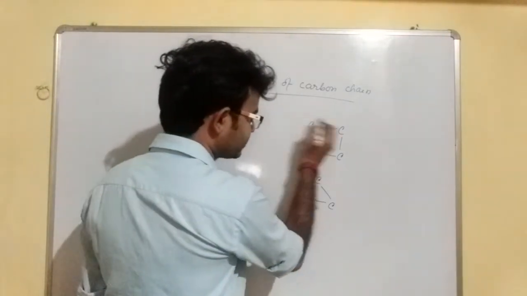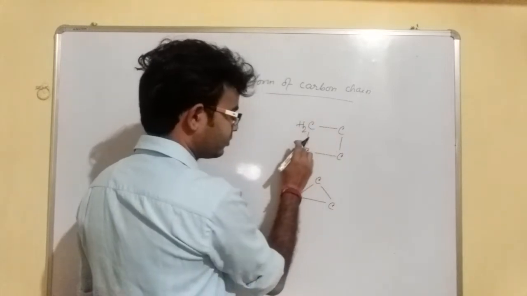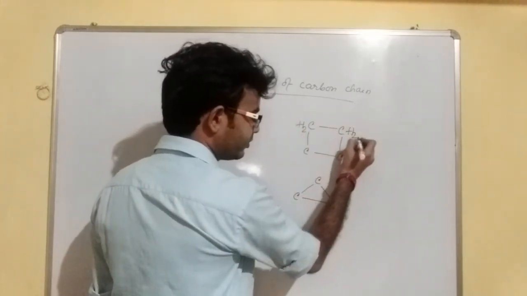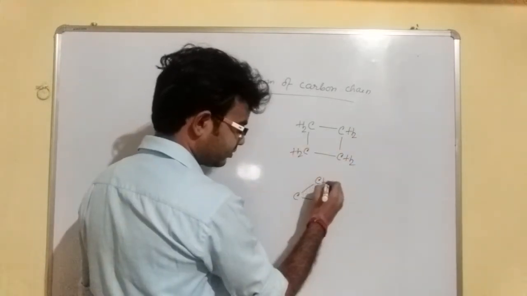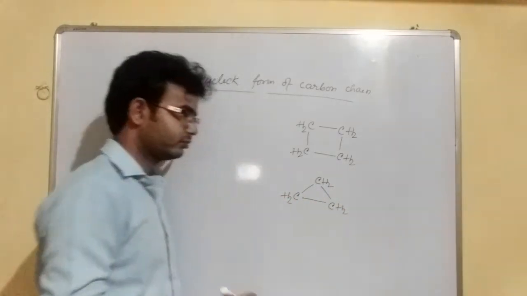Now if you fill this carbon chain with hydrogen, you have to put 2 here, 2 hydrogen here, 2 hydrogen here, 2 hydrogen here. So in this case it is CH2, CH2, CH2.